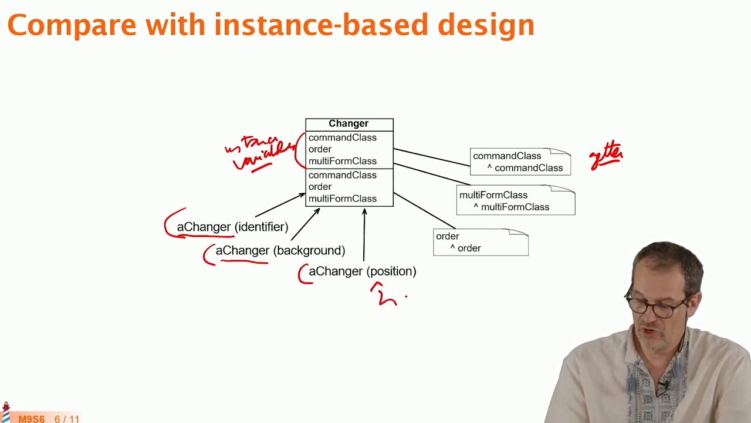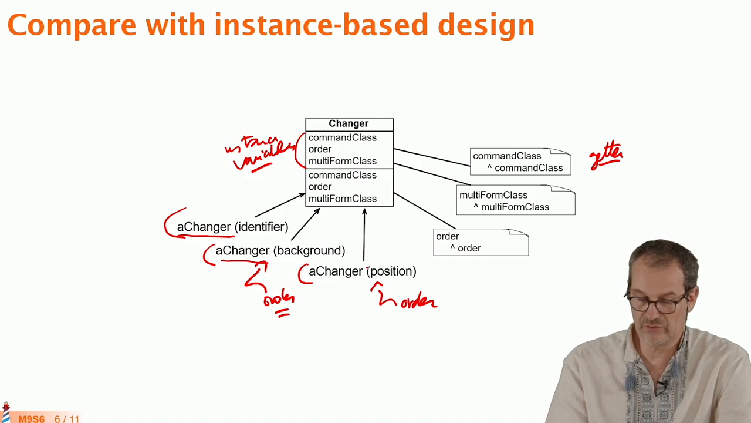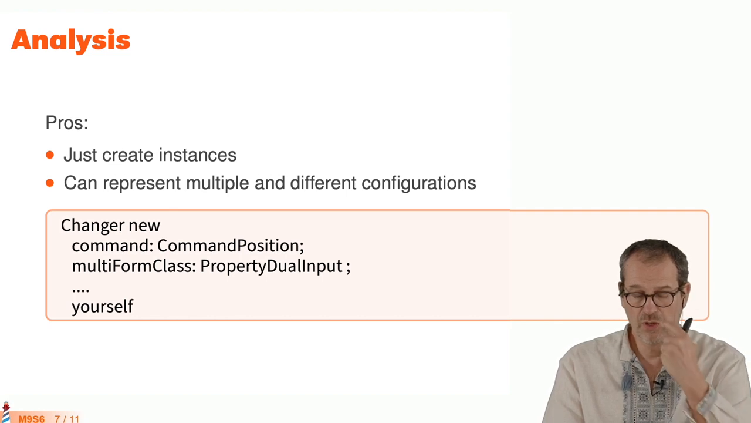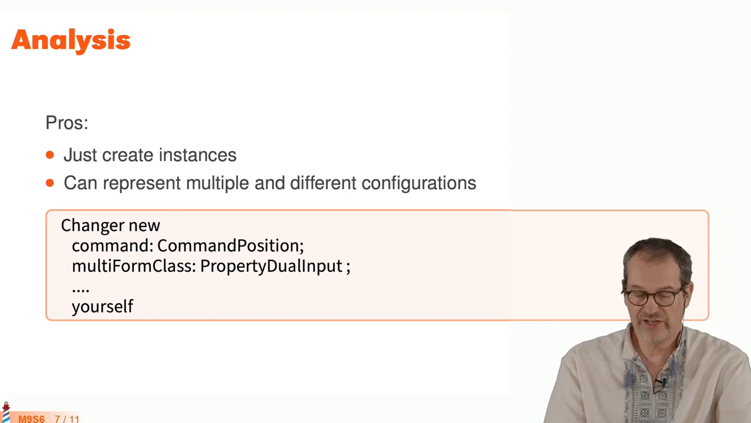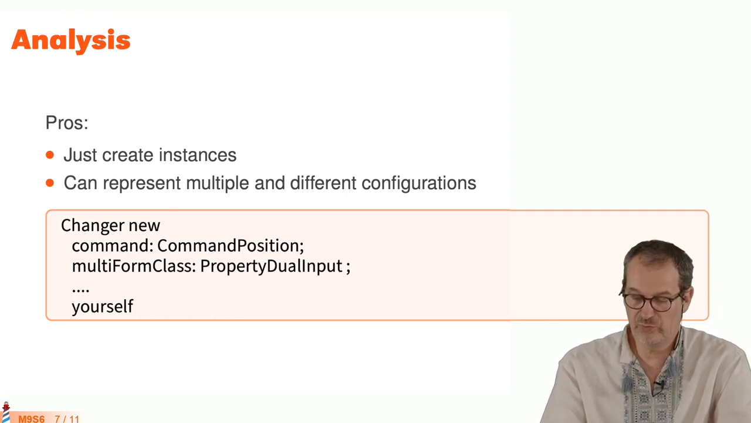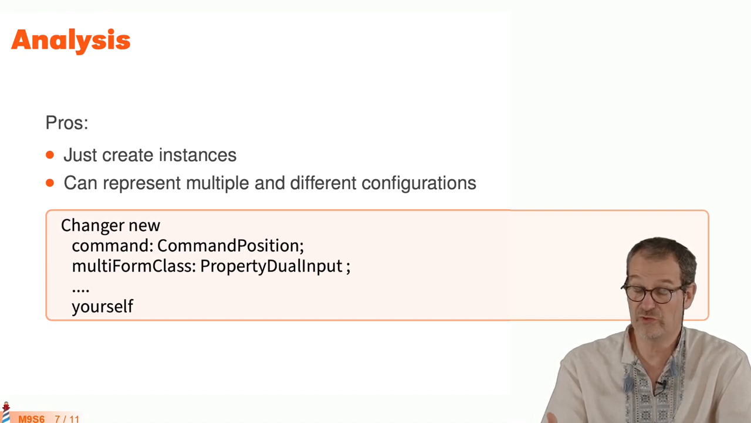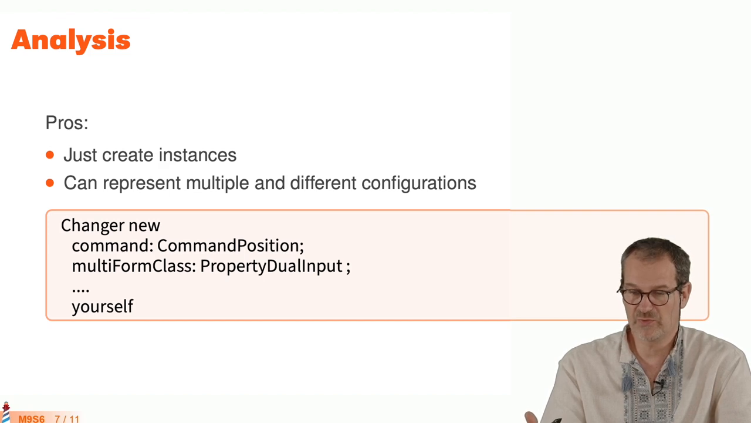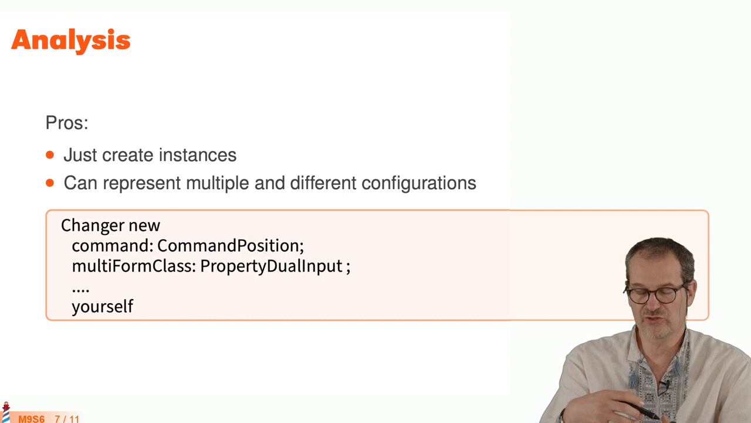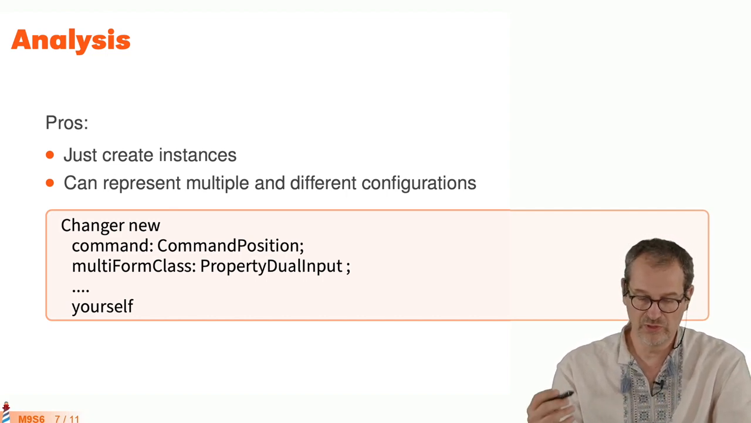When I send the message order to this one, I will get a result that is different from that one, and I will get access to the state of this object. So with this design, we just create instances. They can represent multiple and different configurations of the same values, and potentially we could decorate them. So this means that we could say, oh, you are an instance, and I wrap you in another object, or I do something else with you.